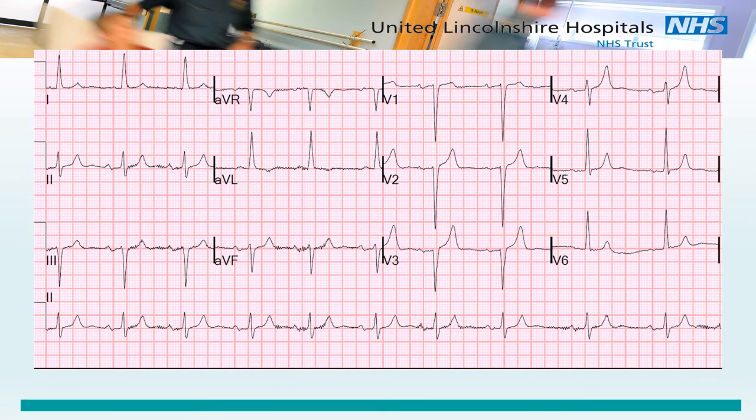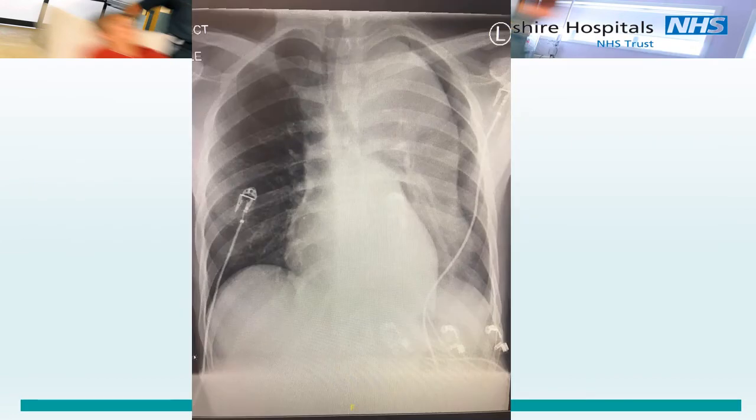This is the ECG. Just normal sinus rhythm. And here is the chest X-ray. So what can you see in that chest X-ray?